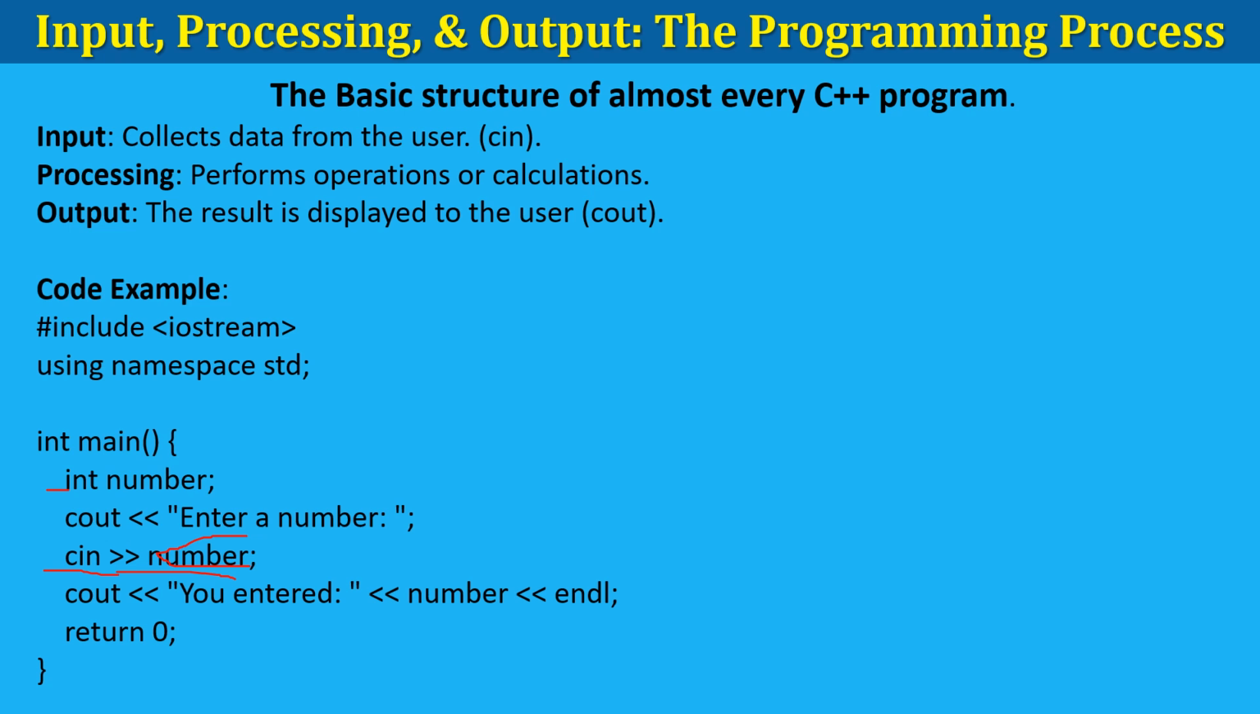The cout object is used to display the result on the screen. The line cout << "You entered a number" will print the user's input value.